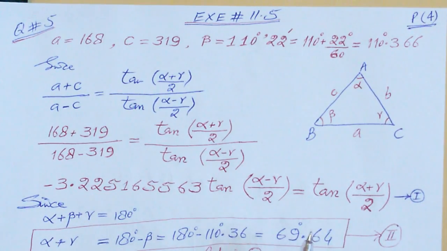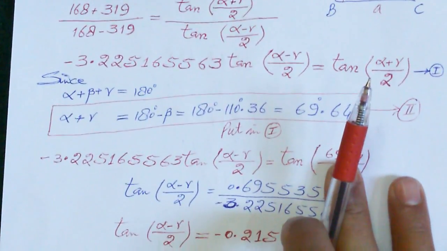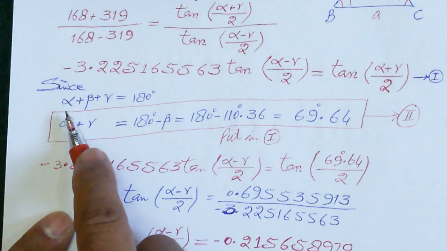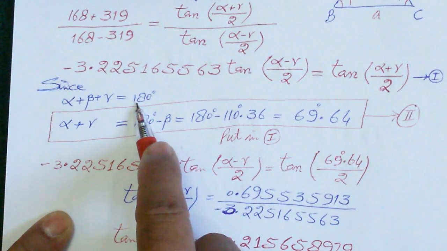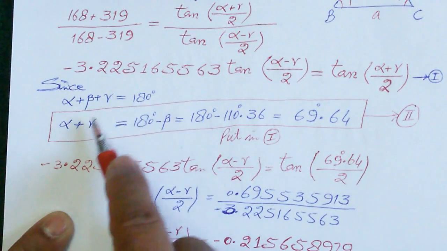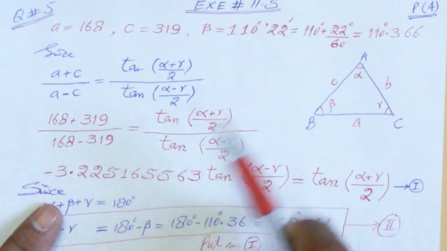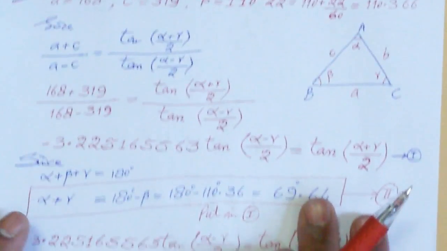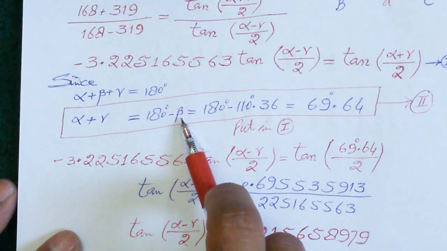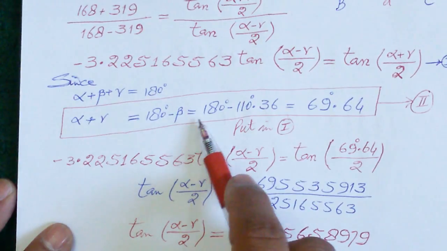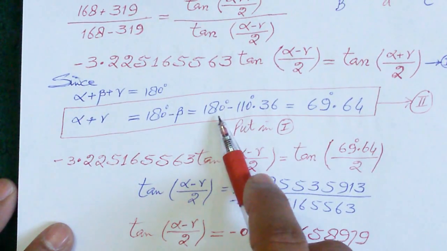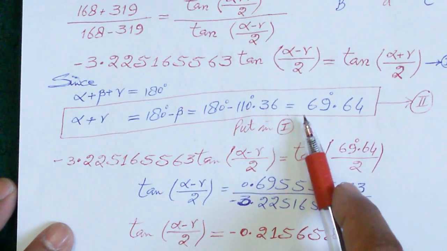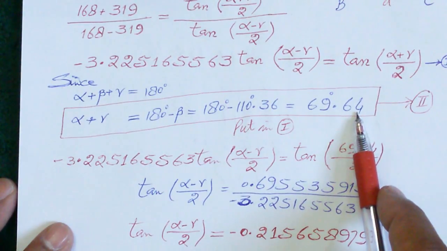Now apply the general formula for the calculation of the angles of a triangle, which is alpha plus beta plus gamma is equal to 180 degrees. Alpha, beta are given. Beta is known. Beta is equal to 110.366 degrees. Substitute, transfer beta to the right hand side. Alpha plus gamma is equal to 180 minus 110.36 degrees. After the calculation, we get 69.64 degrees.